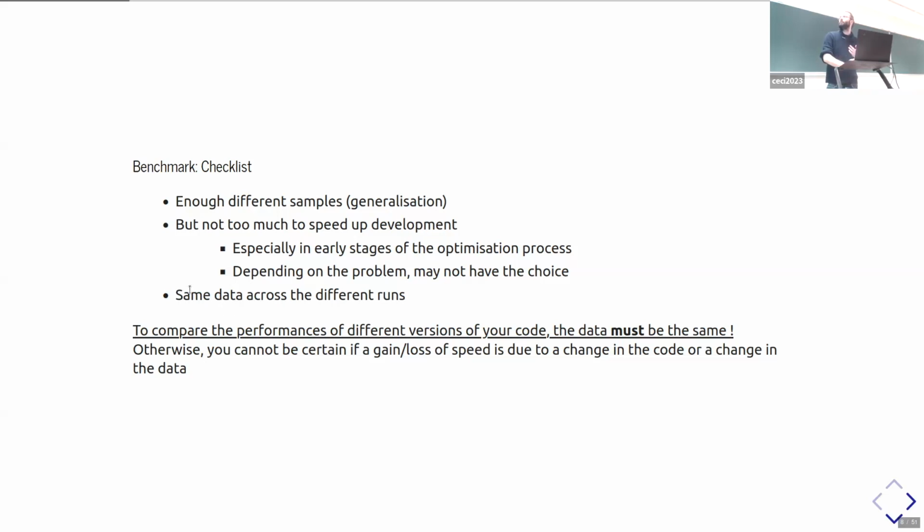And very important, you need to have the same data across the different runs. That's why I have stored my arrays into one variable, and I will copy those arrays all the time. The reason is that if you want to compare the performances of different versions of your code, the data must be the same, because if you have an increase in speed and the data is not the same, you don't know if the increase is because of your work or because of the data being different. So you need to have the same data in order to have results that are comparable. Okay.